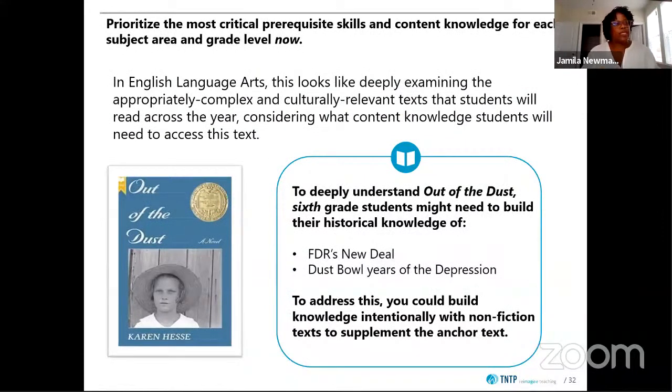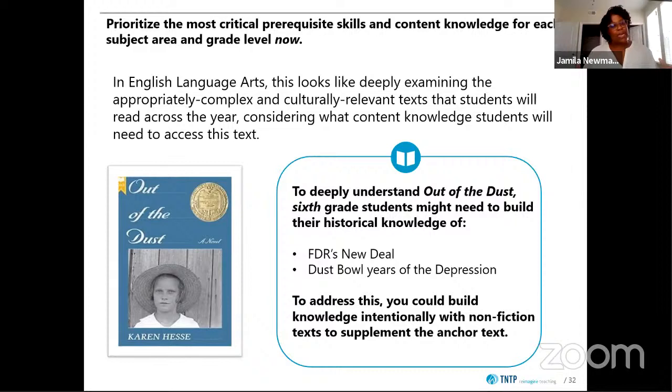So let's give a quick example of what this might look like with a book from your guidebook, Out of the Dust. If folks remember and know this text, it is from a period of time that's really focused. It's for 6th grade students, where they have to know some historic knowledge and may need some background knowledge to really be able to engage in this text effectively. Now, as a teacher or educator, we know that one of the core strategies we can use to help students access complex text is building their content knowledge, building their background knowledge, especially when we have a period text that may be from a different time period or place.